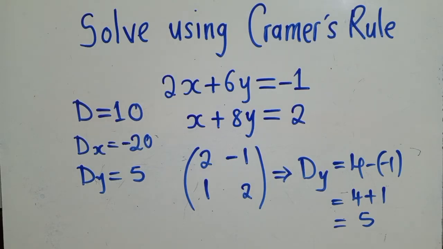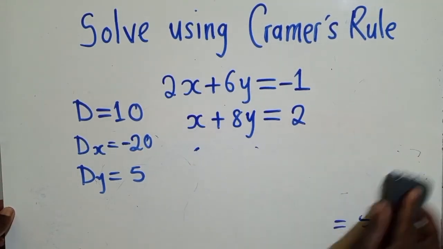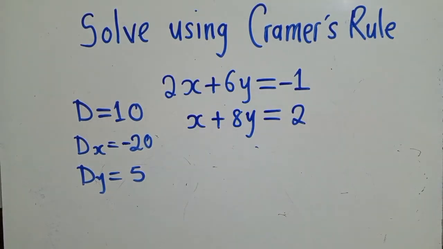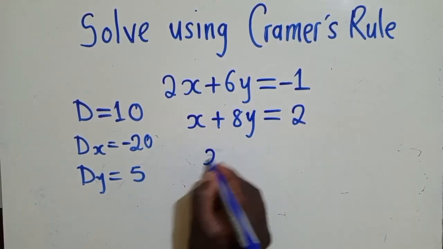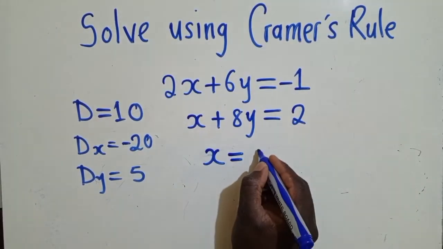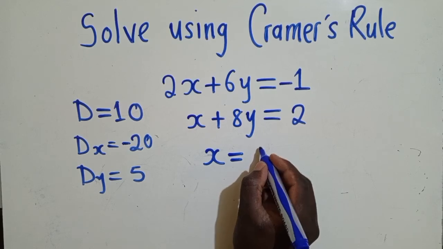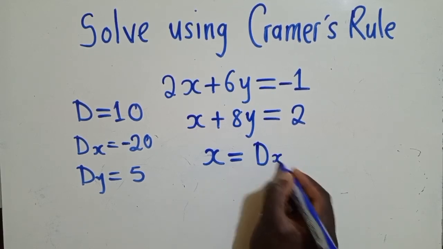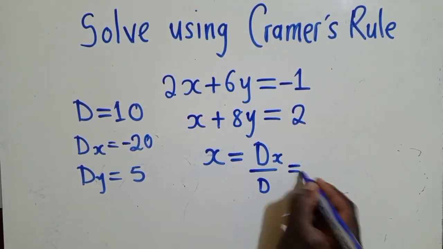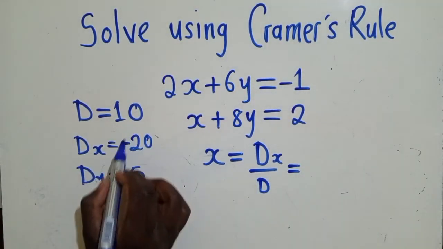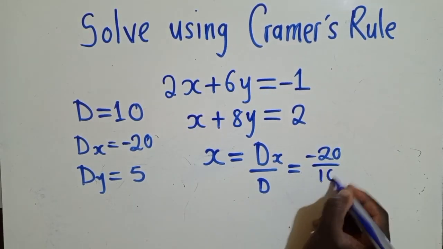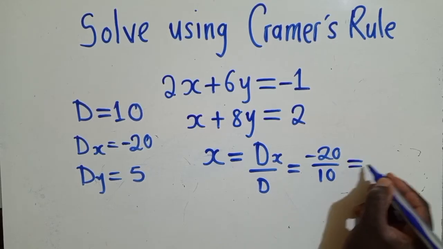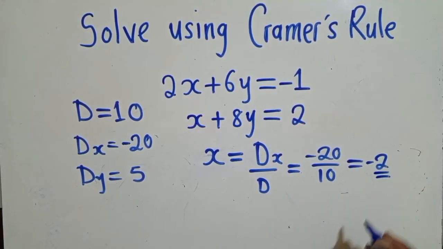So now we find the actual values. First let me start with x. To find the value of x, we say x is equal to D subscript x over D. So what am I doing here? We just get this value, which is negative 20 over 10, which has got x here. And then when we solve, it will be equal to negative 2. So the value of x is equal to negative 2.